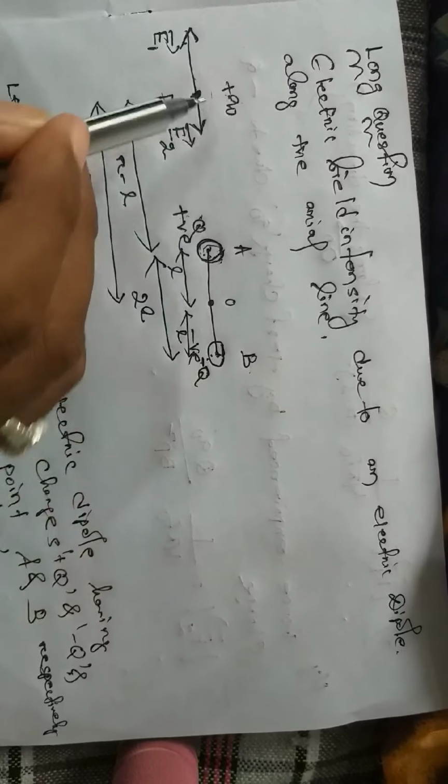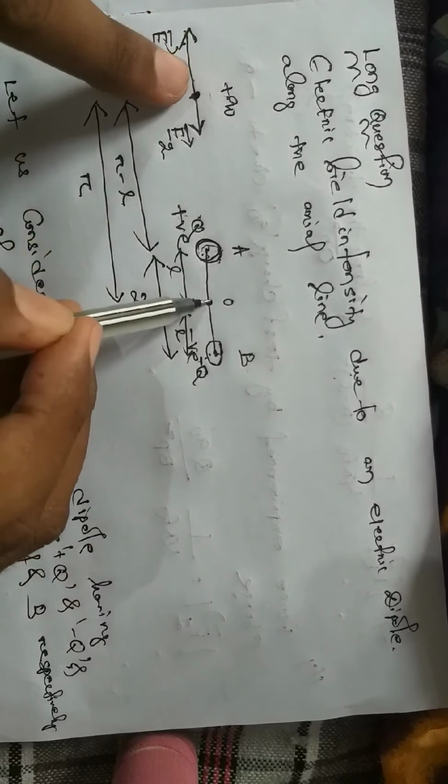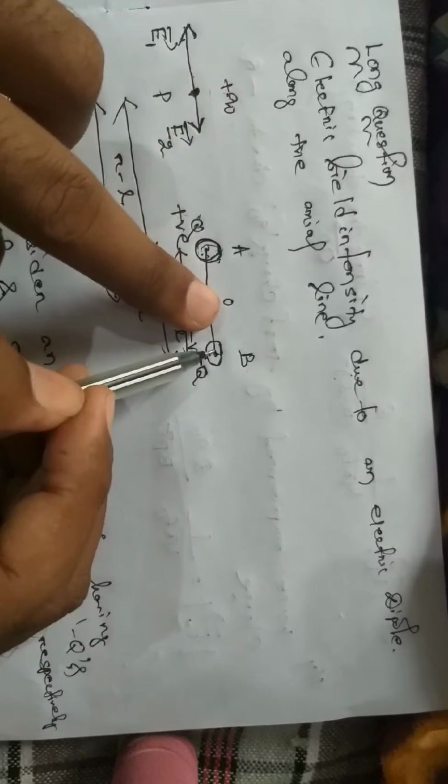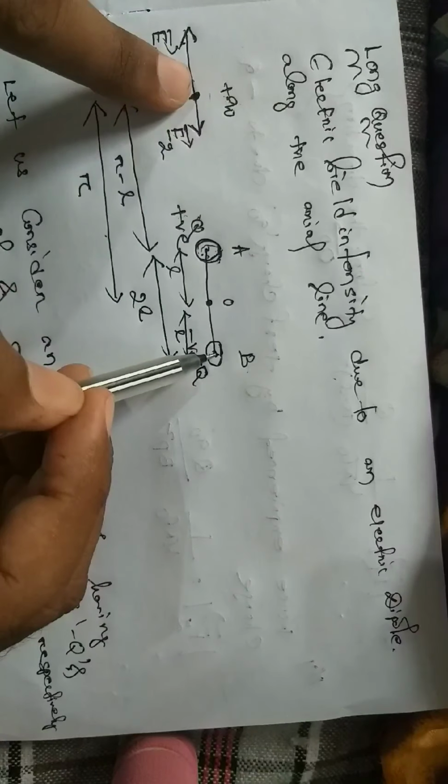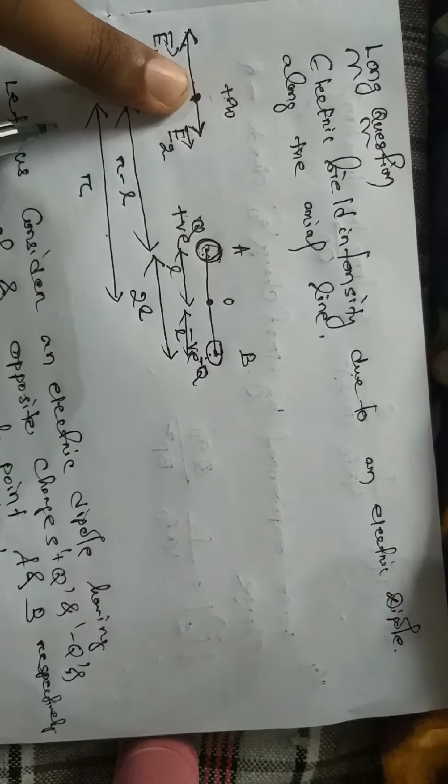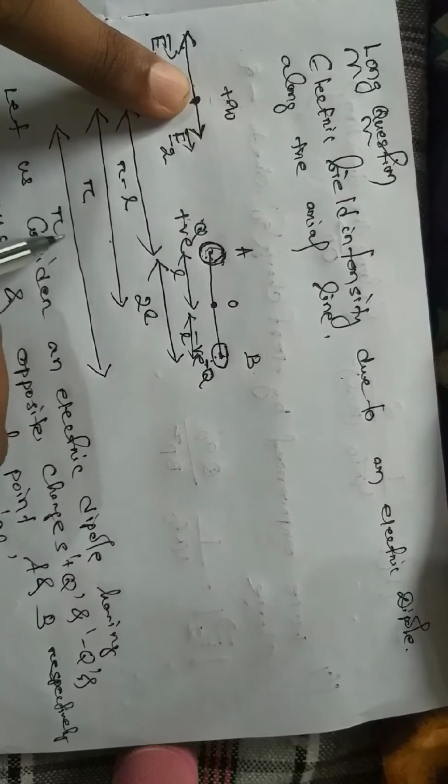Then the distance between P and B: OP is R and OB is L. So what is the distance BP? That is R plus L. So the total distance between B and P is R plus L. Okay, clear?